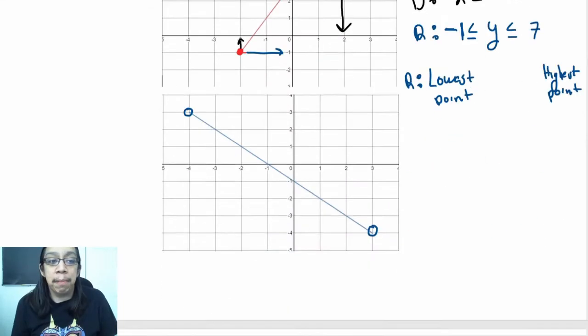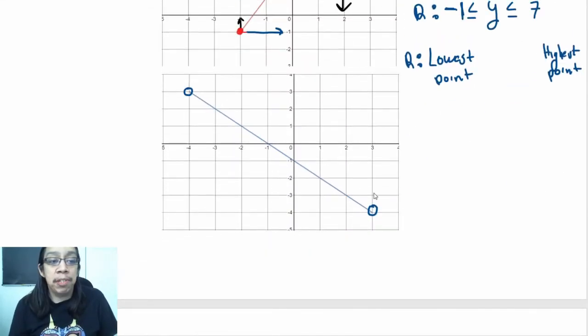Notice that with this example, the endpoints here are not solid dots. They're empty dots. So something to remember is that whenever you have an empty dot, you're going to be using the inequality symbol that does not have the equal to sign.